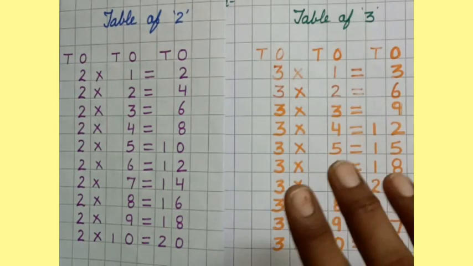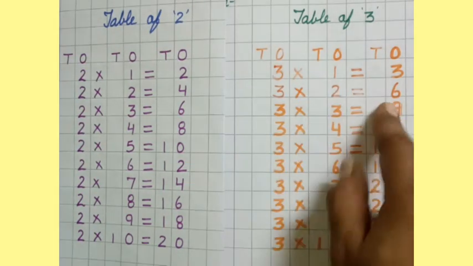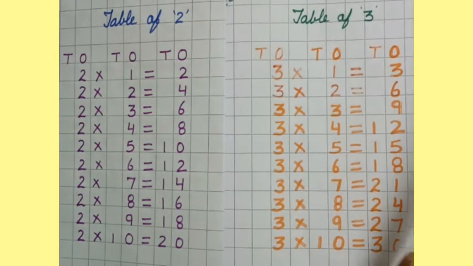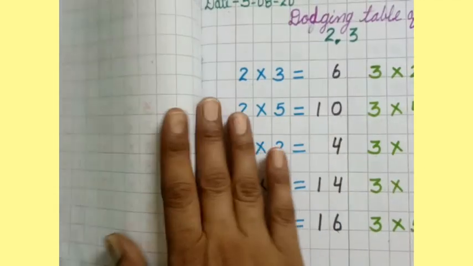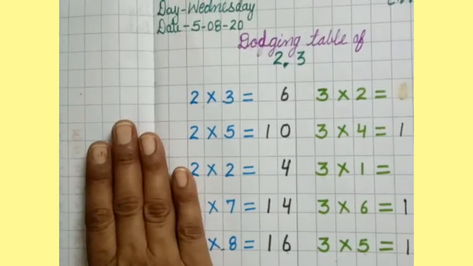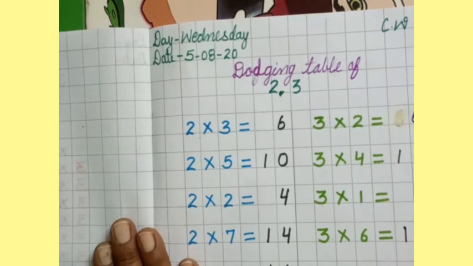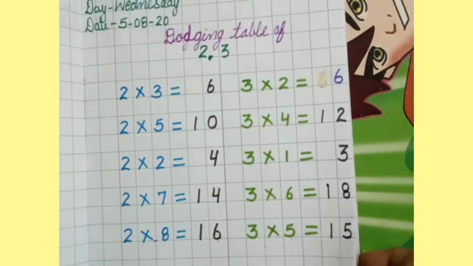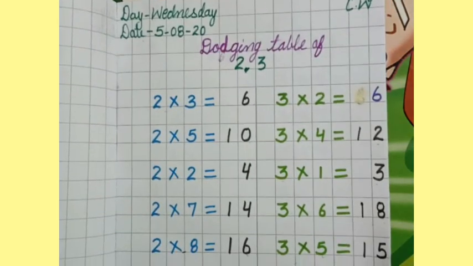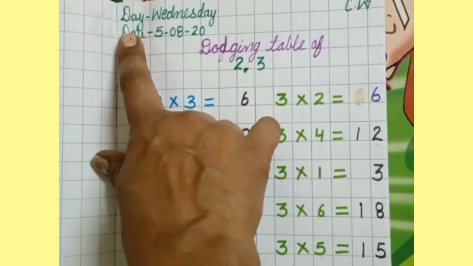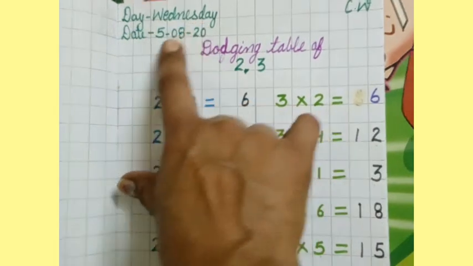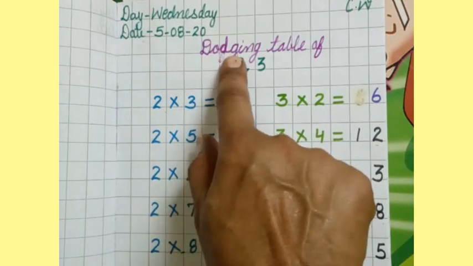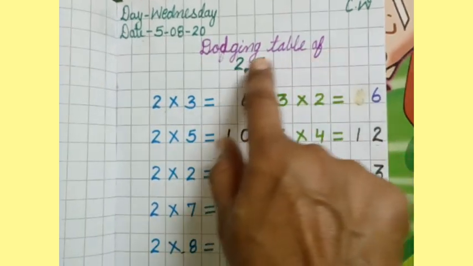So children, listen carefully and write with ma'am. We will start dodging table of 2 and 3. So students, take out your maths notebook and write with ma'am. Okay? First, we write down the day. Day is Wednesday. Date is 5/8/2020. Heading, dodging table of 2 and 3.